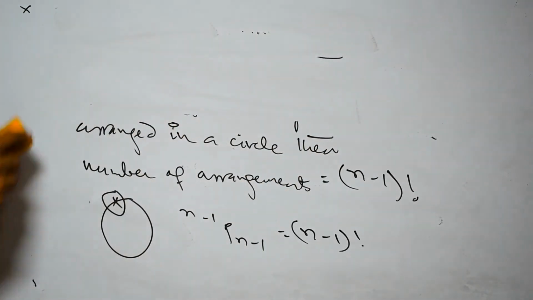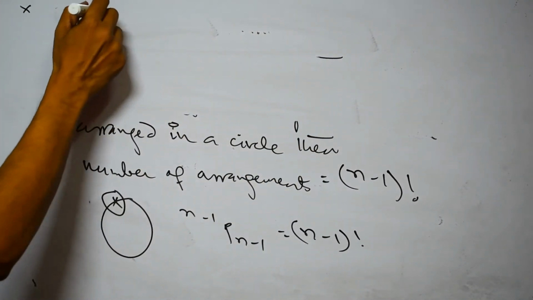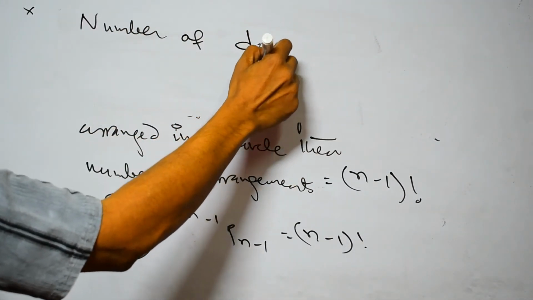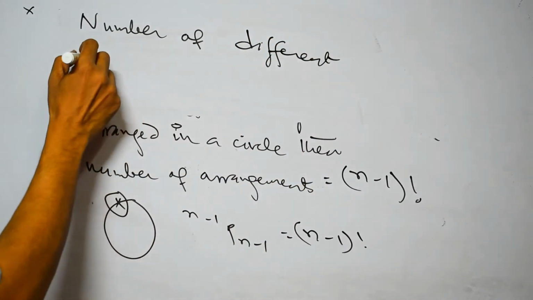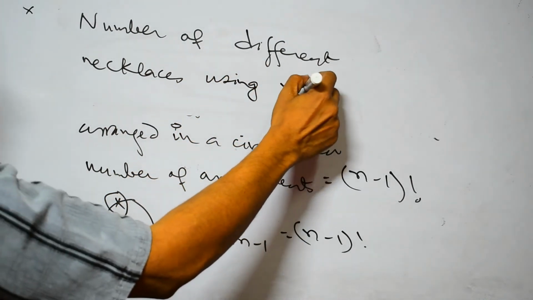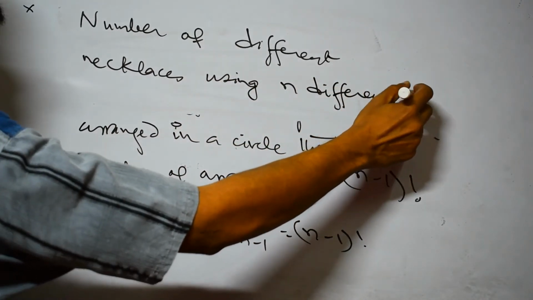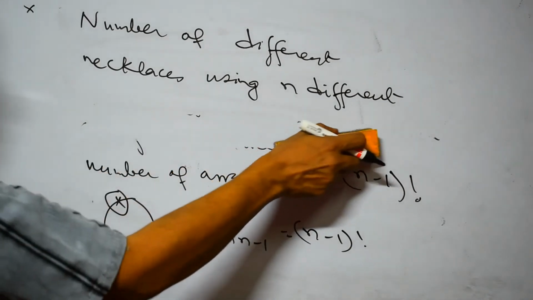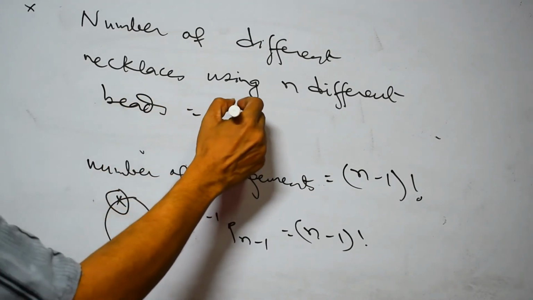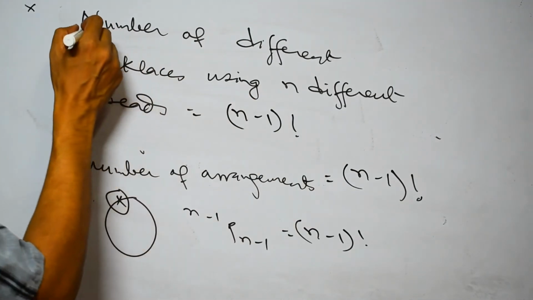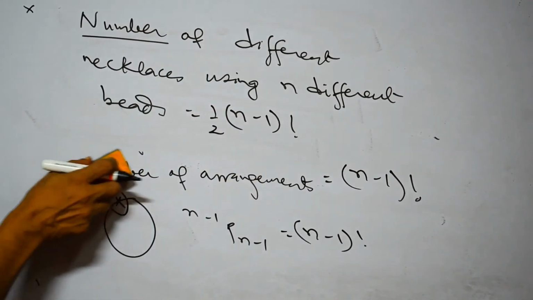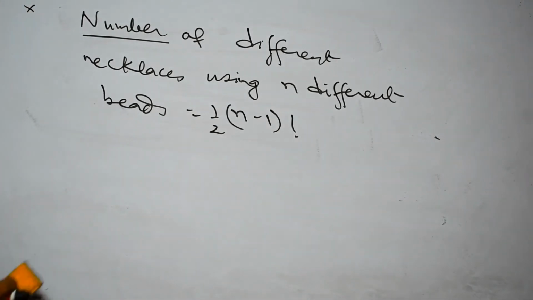But if it is the number of necklaces, which is also a circular concept, number of different necklaces using n different beads, then we actually use the same idea. N different beads are arranged in a circle, then it is a necklace. So the arrangement will be n minus 1 factorial, but we are not finding the arrangement, we are finding the number of different necklaces. We will be putting a half. That means the arrangement will be divided by 2 to get the number of necklaces.